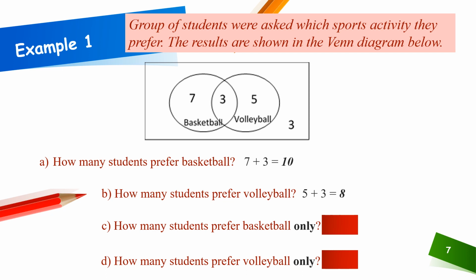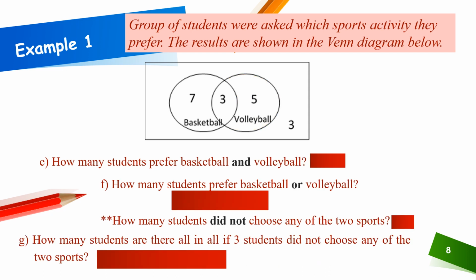Question number 3. How many students prefer basketball only? Take note of the word only. The word only means basketball lang ang pinili. Therefore, there are 7 students who prefer basketball only. Question number 4. How many students prefer volleyball only? I-shade lang natin yung volleyball area, hindi kasama ang intersection ng basketball at volleyball. Therefore, there are 5 students who prefer volleyball only.